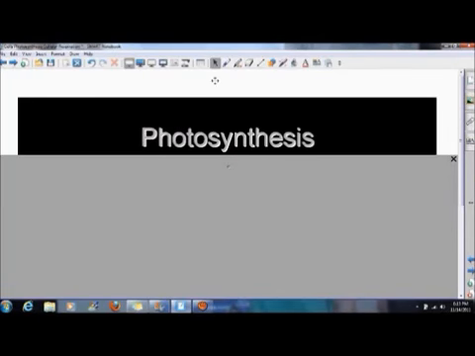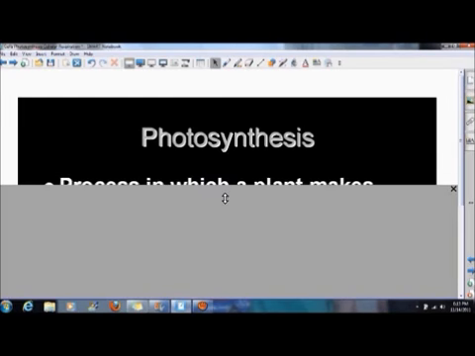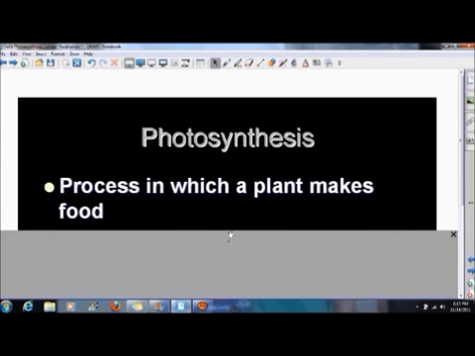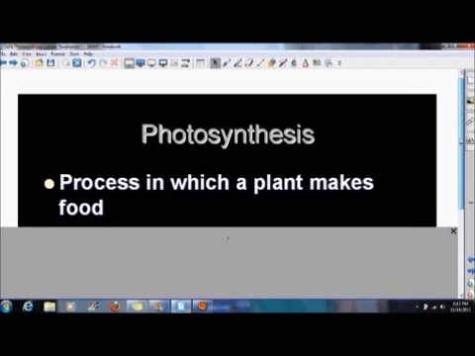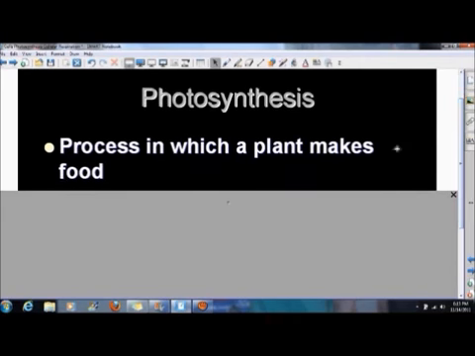All right, so let's get some notes on photosynthesis. Photosynthesis, as you heard your classmates say, is the process in which a plant makes food. As I've mentioned earlier in class, a plant cannot go out and cook itself a steak or make itself a sandwich or eat some chips. A plant has to make its own food, and it does that internally, through a process called photosynthesis.